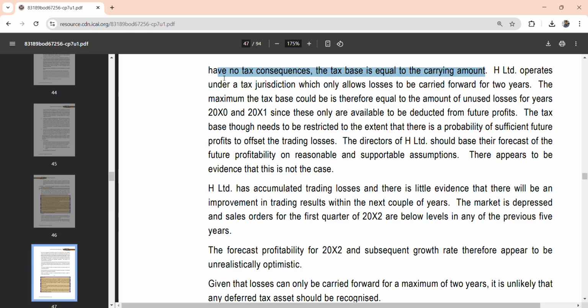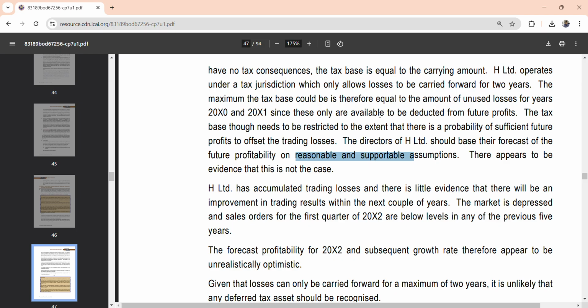The tax base needs to be restricted to the extent that the probability of sufficient future profits to offset the trading losses because of the various conditions given in the question. The directors, therefore, should base their forecast on reasonable and supportable assumptions. I repeat, on reasonable and supportable assumptions. In earlier AS it was used as rebuttable assumptions and all those things were there. Now the term is reasonable and supportable assumptions.